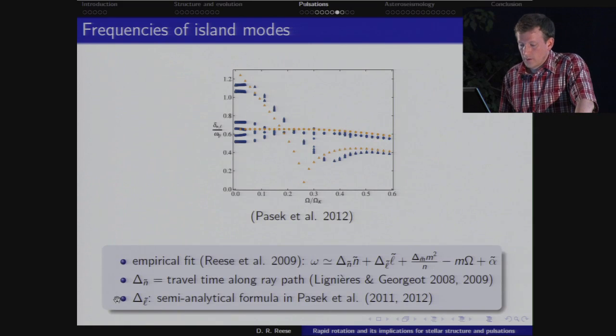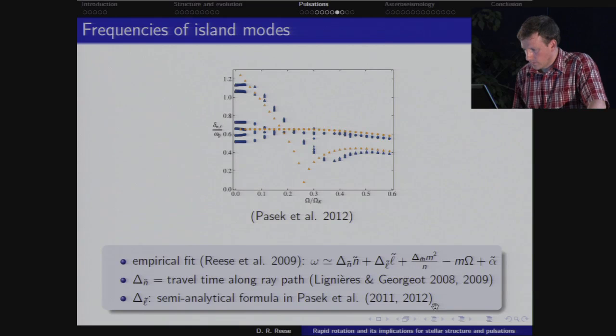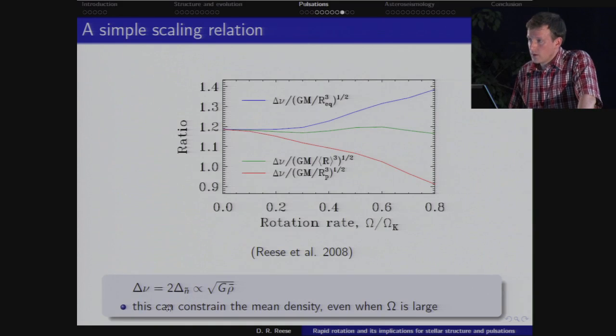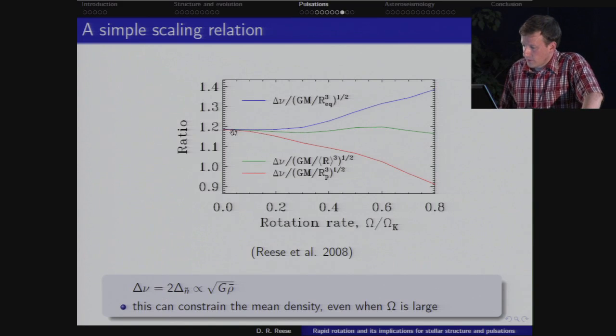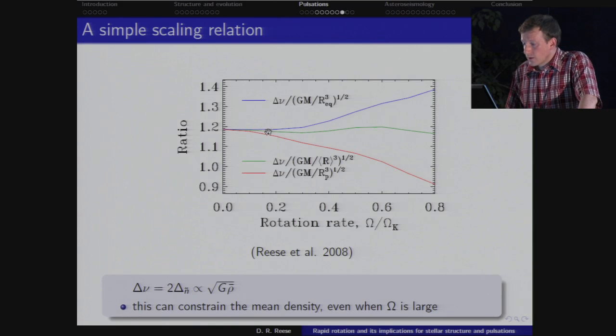All right. The delta L tilde takes on a more complicated expression, which is given in these two articles. Now, coming back to the delta n tilde, in fact, it is related to the large frequency separation from the non-rotating case. It's just simply 1/2 of it. But furthermore, what you can do is see how the large frequency separation behaves as a function of the rotation rate. And you can normalize it by different quantities. And it turns out that, in fact, this scales with the square root of the mean density.